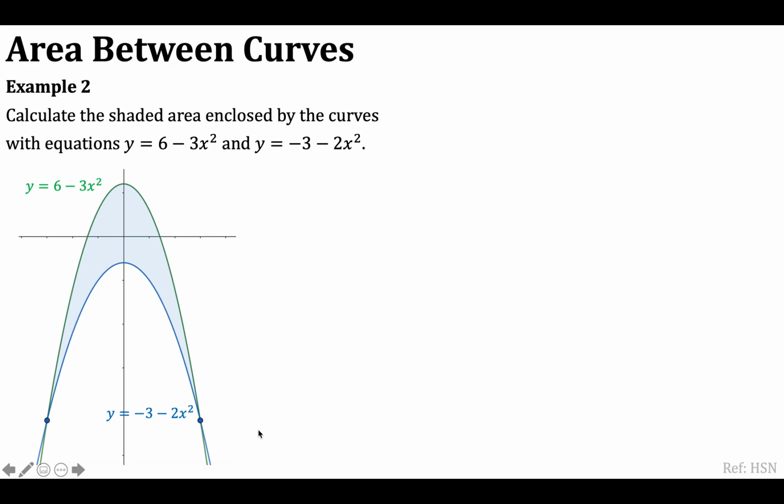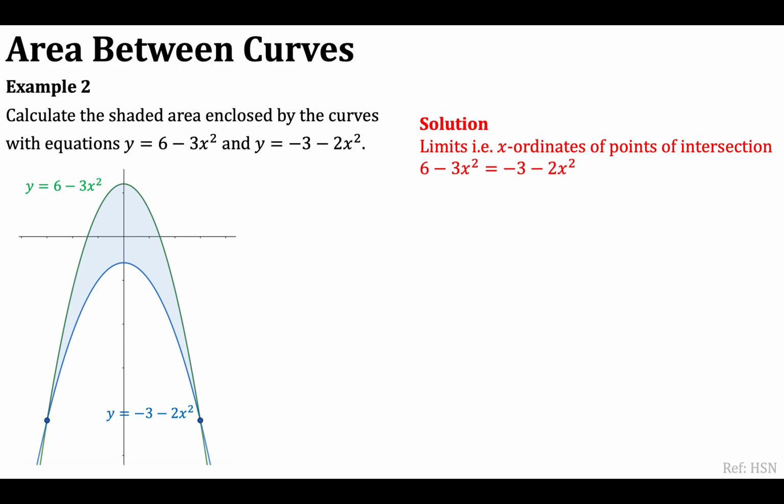Okay. Now, I also notice here I've not been given the points of intersection. I can see the points, but I've not been given what those points are. And I need those for my limits. I need the x-ordinates for my limits. So these are both y equals. So using substitution, I can equate these.